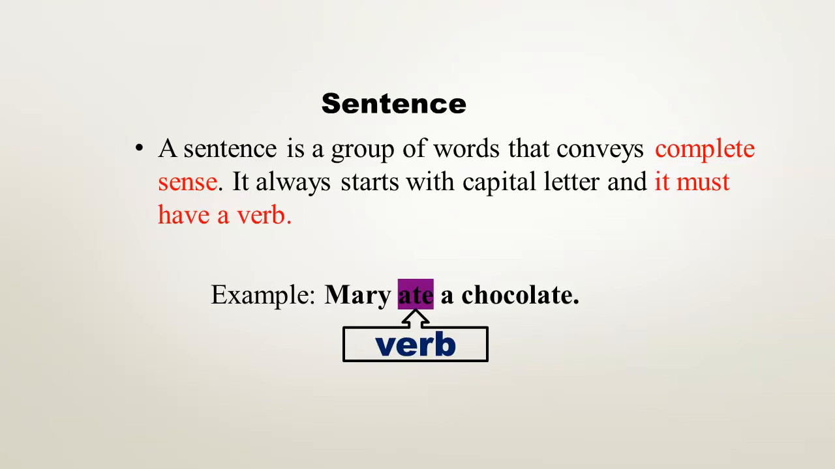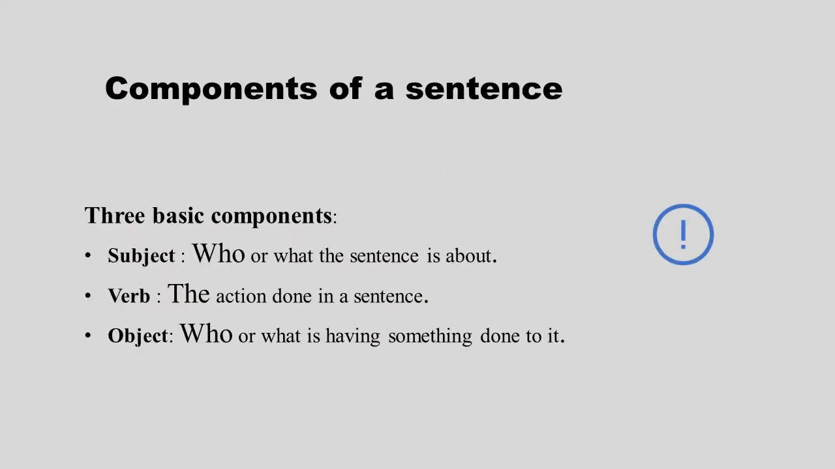Then we will talk about components of a sentence. There are three basic components of a sentence. First is subject, second verb, and third is object. We will discuss verb. That is the action word in a sentence. Verb is basically a word that shows the action in a sentence, that shows something is being carried out. The other two, subject and object, we will discuss in detail.